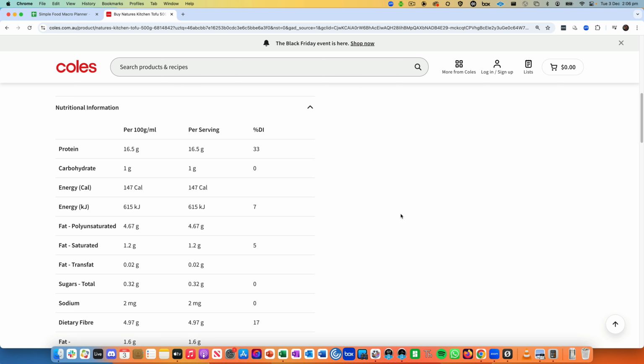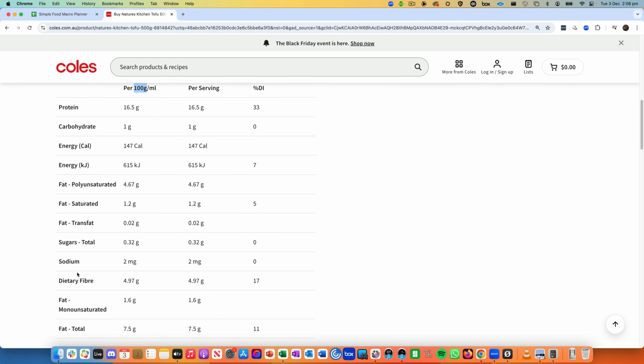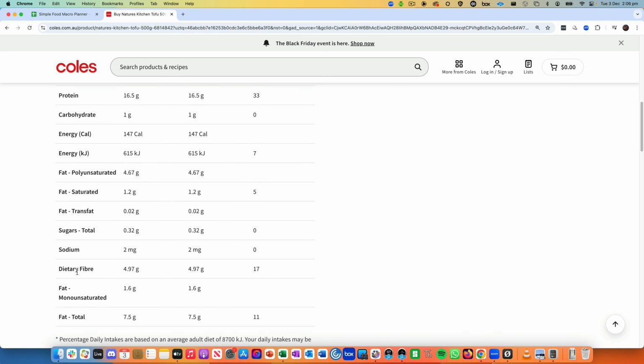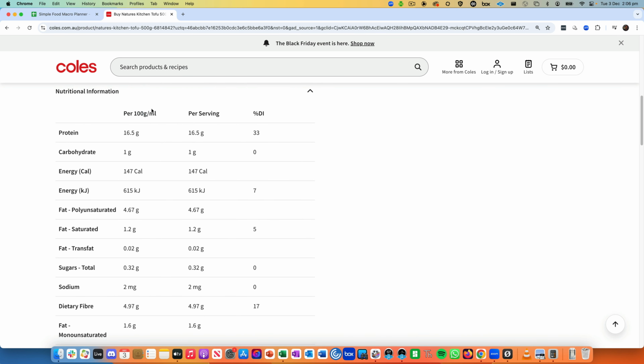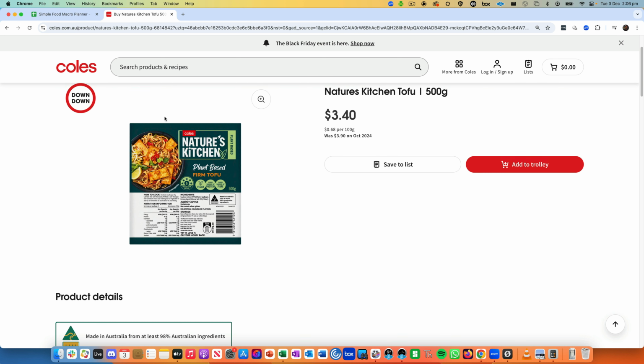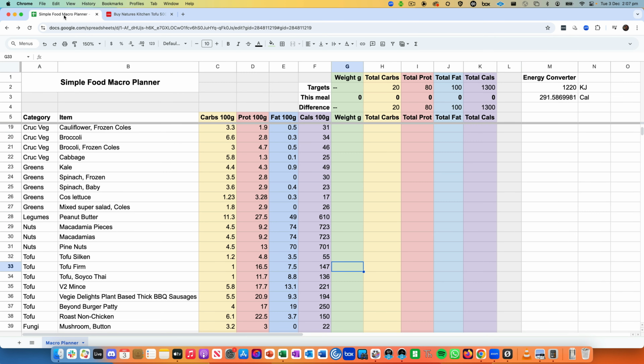For every ingredient that comes in a package, you'll always be able to find the amount per 100 grams in terms of protein, carbohydrates, energy, and fats. You can see there's more data here than what I'm using, and it'll also have a recommended amount per serving. So that's where this data comes from.